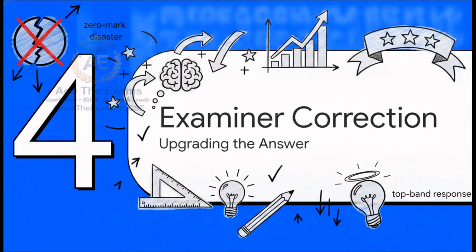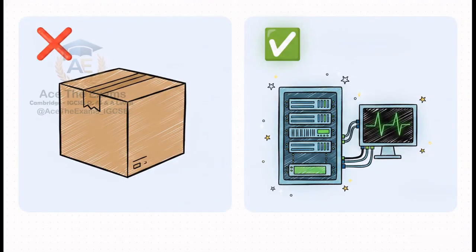Part 4. Examiner-style correction. Now, what's really interesting is how we can transform that zero-mark disaster into a top-band response using our framework. This brilliantly illustrates the difference. We have that flawed, generic answer that simply states basic facts, but then we have a top-band answer.